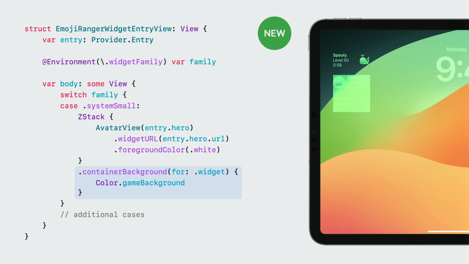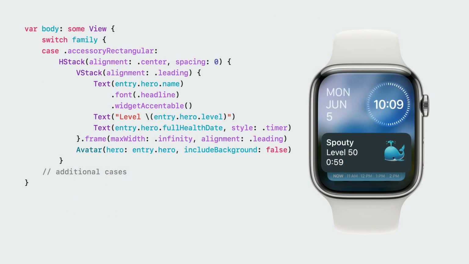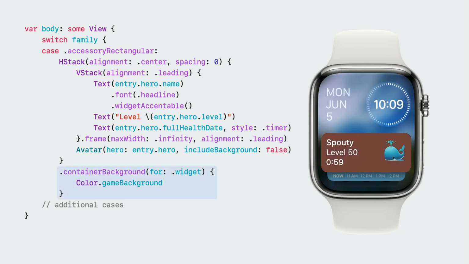Once we do that, the system can automatically take out our widget's background depending on where it's being shown. The Smart Stack on Apple Watch can also utilize this new container background. By default, your accessory rectangular widget will receive a dark material background in this environment. By adding that same container background modifier to our view, the widget is placed on the same background as our other widgets, linking it with our app's visual identity.